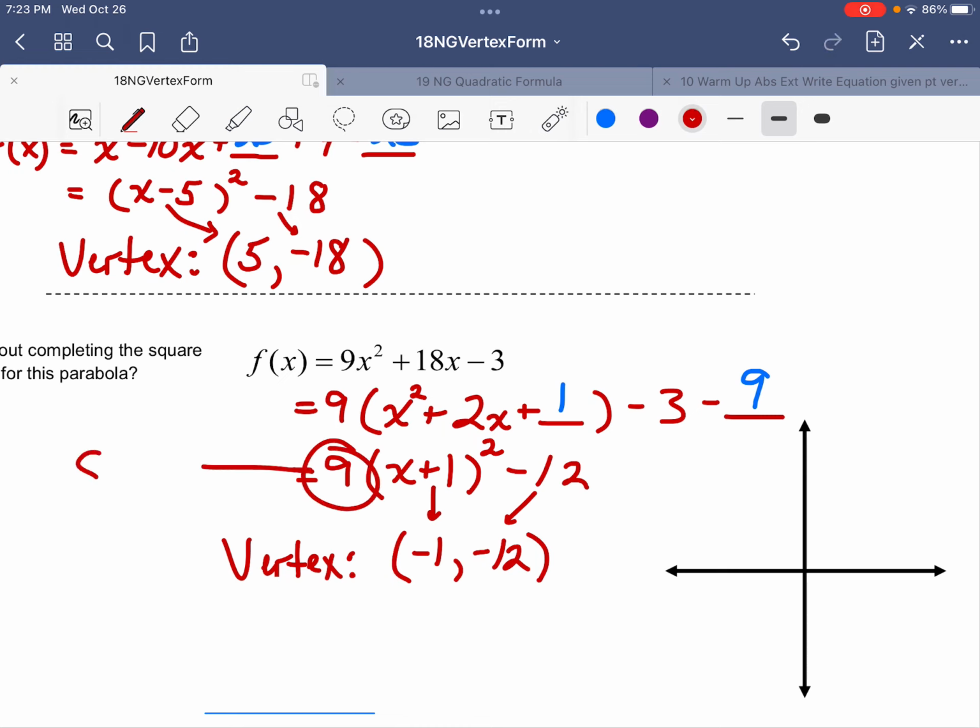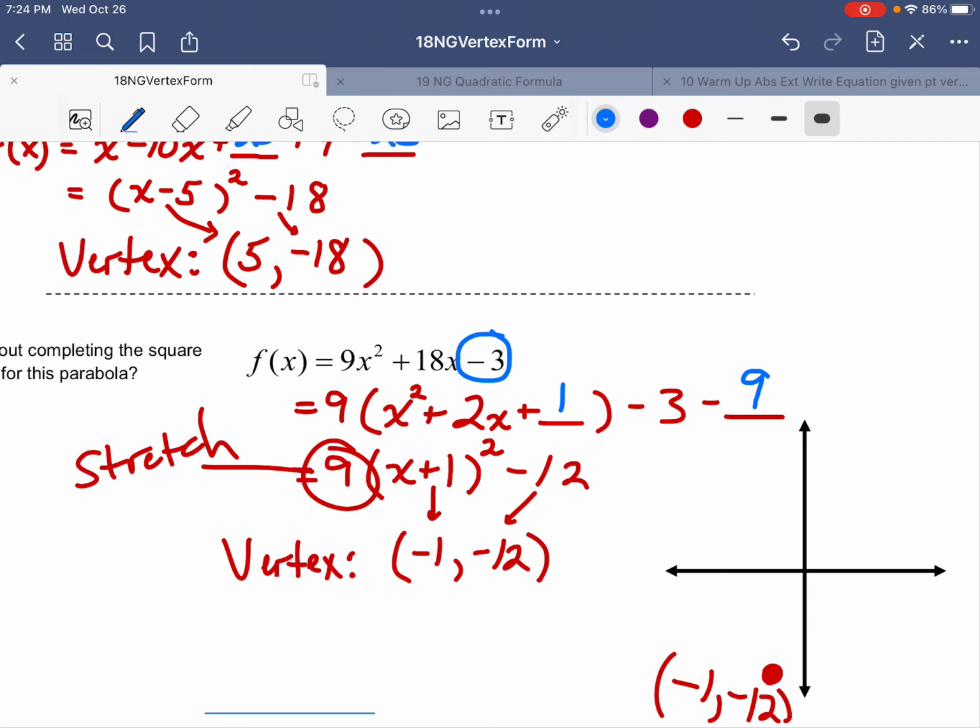But what it is going to do is it's going to be a stretch number. It's going to stretch my parabola. Now remember, it's going to stretch it because it's such a big number. It's a number that's greater than 1. Let's graph the vertex. Let's graph -1, -12.